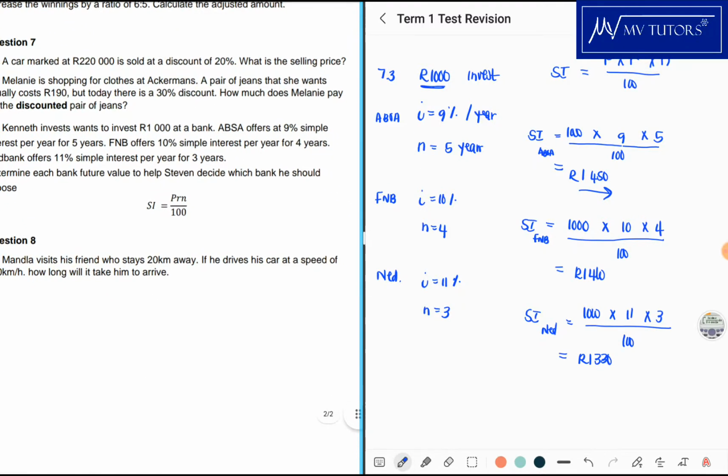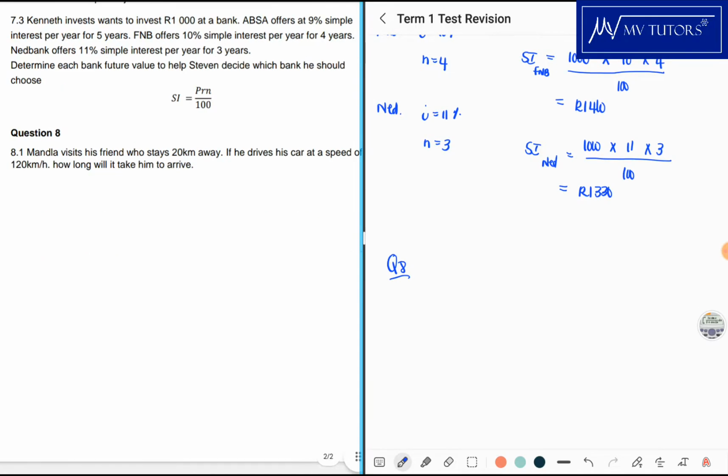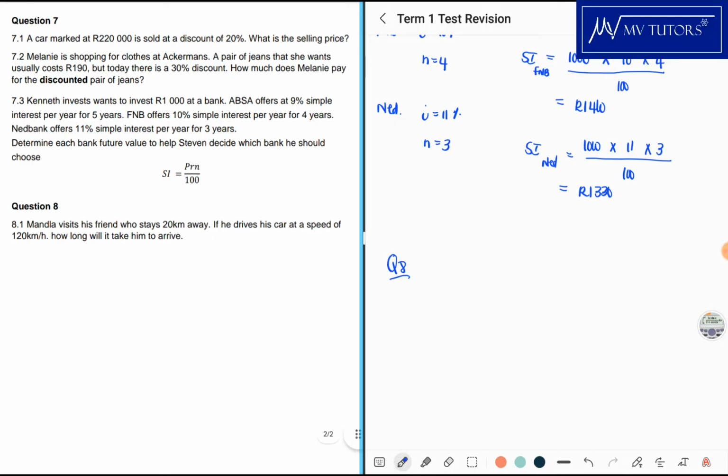All right, and now we're at question 8, the last question. This looks like a rate kind of question. We've already covered rates. It says Mandla visits his friend who stays 20 kilometers away. So the distance there is 20 kilometers. If he drives his car at a speed of 120 kilometers per hour, how long will it take him to arrive?